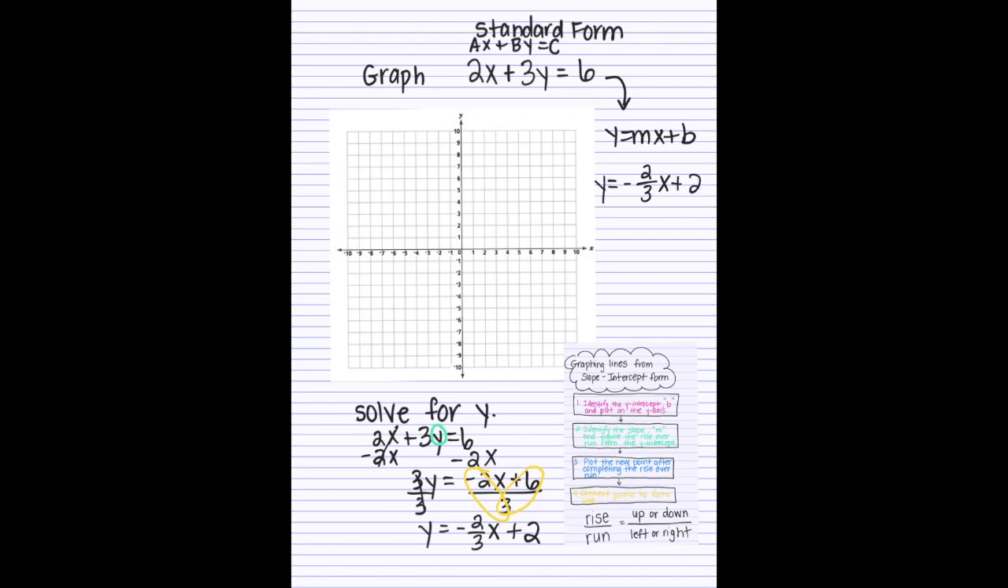All right, so we're going to start with this problem. We're going to start with our y-intercept. Our y-intercept is at 2. So we're going to plot at 2. And my slope is negative 2 over 3.